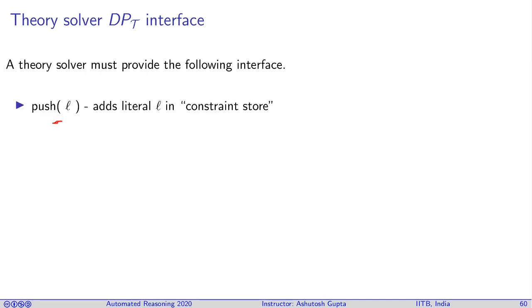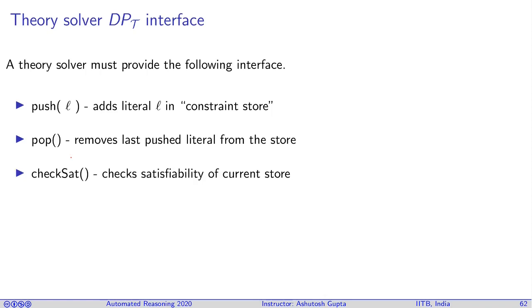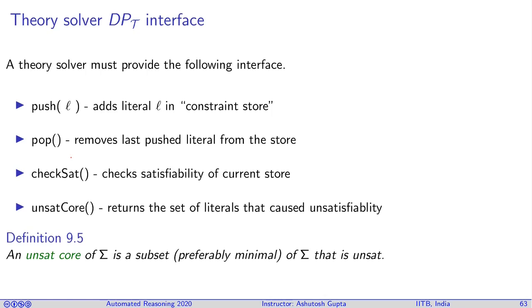So you should be able to push. If I give you a literal, you should be able to add this literal to the constraint store of the theory solver. You should be able to remove by pop, which removes one element from the store. Check checks the satisfiability of the current store. And unsat core. This is a new idea. What it does is look at the current set of literals in the store and say these three things are mutually unsatisfiable. If all these three are present, then certainly your formula is unsatisfiable. This function tries to find the smallest set of literals that you can clearly say must not be true at the same time.